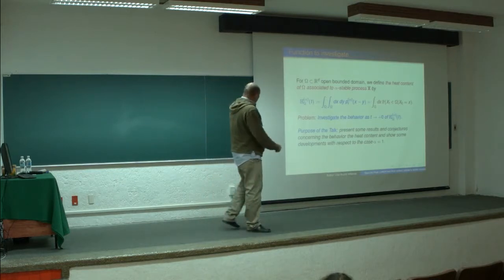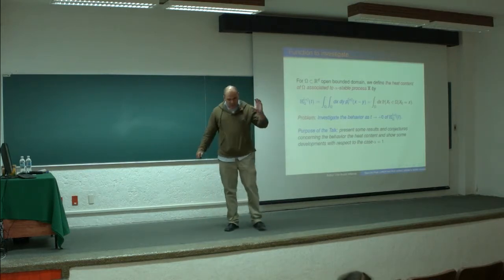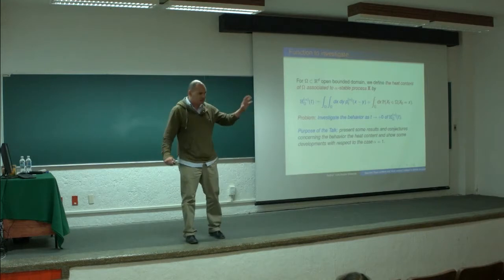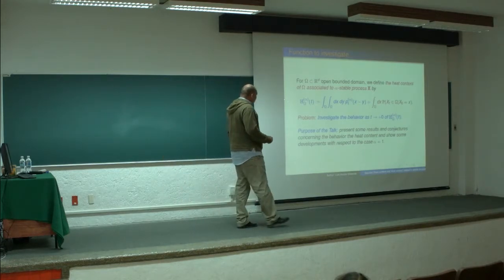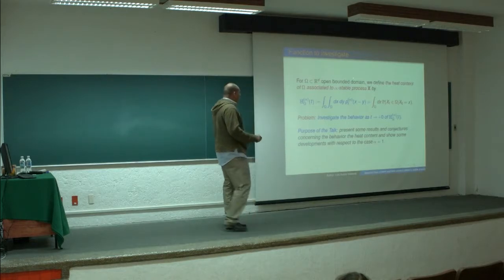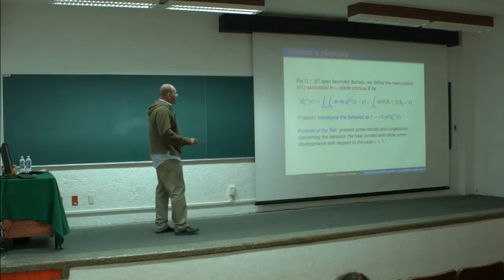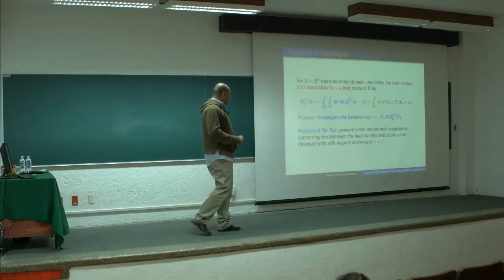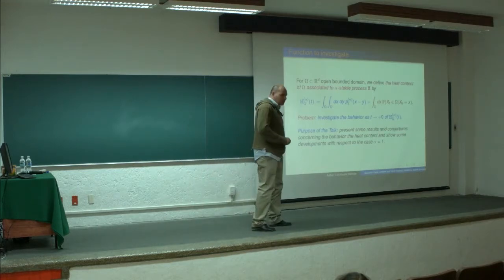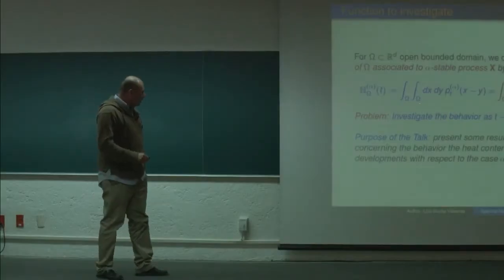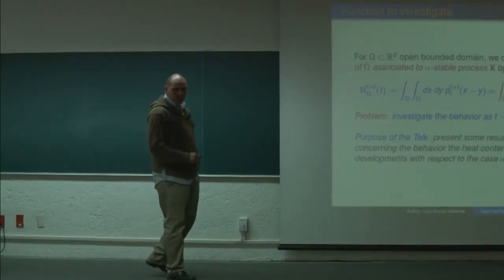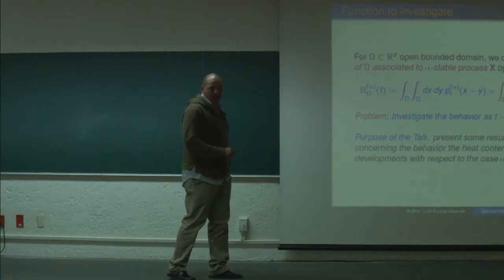Now, like I said, I would like to catch geometric information about the set. One of the ways to do that, for an open bounded domain, is to find what is called the heat content associated to the alpha stable process. What is this? It's simply the double integral over omega of the heat kernel. This is the analytic flavor.